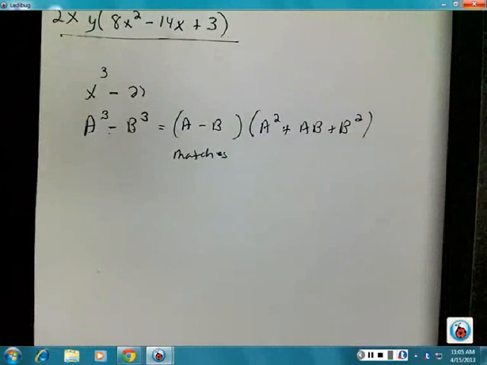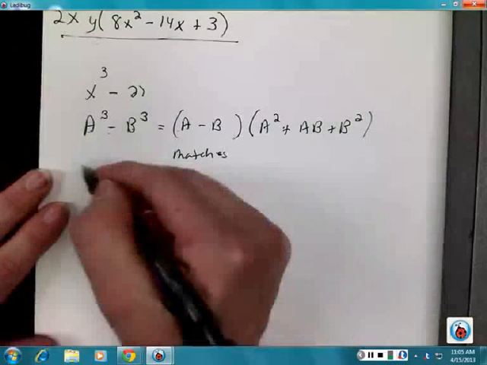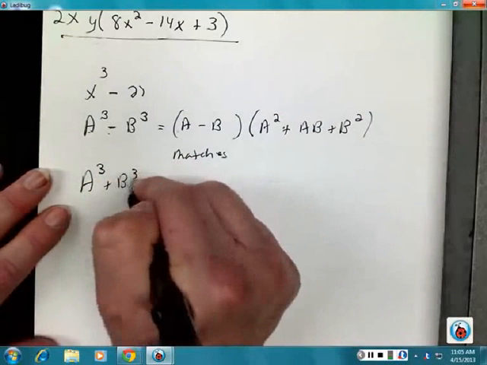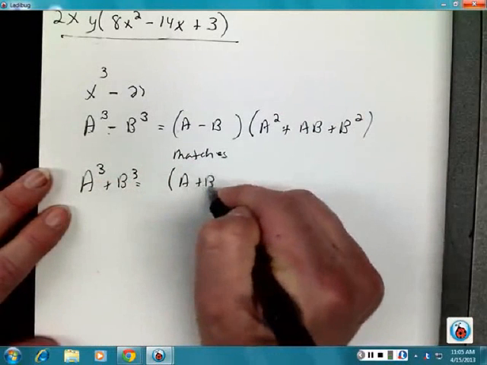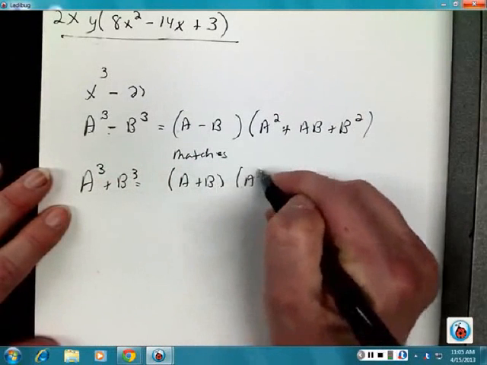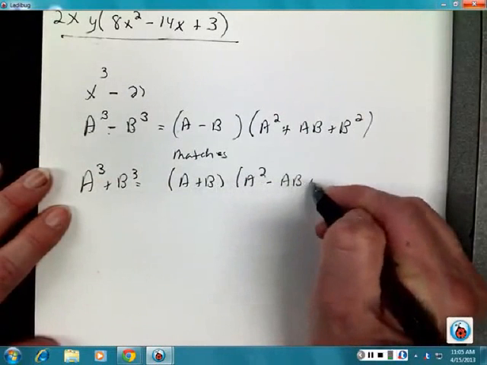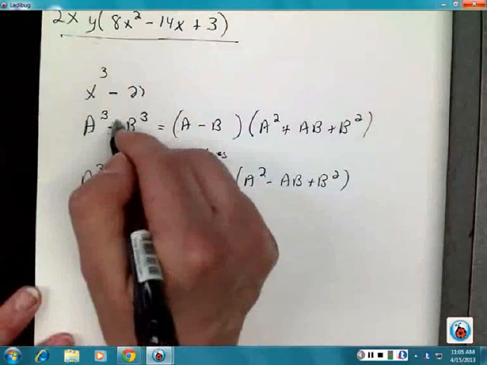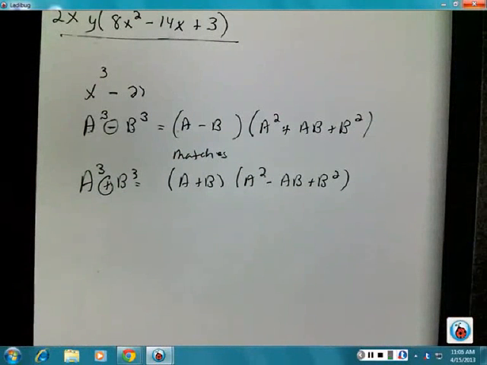So the only difference between this one and the other one we did is that the other one had a cubed plus b cubed, which gave me a plus b, and a squared minus ab plus b squared. The only difference is one has a plus sign and one has a subtraction sign. So you want to be aware of that so that you get your 2 pieces in there.